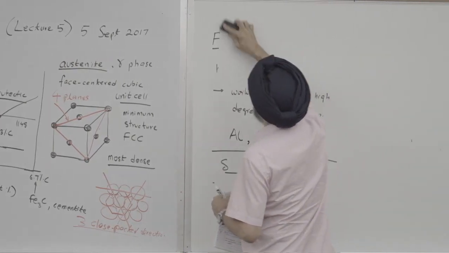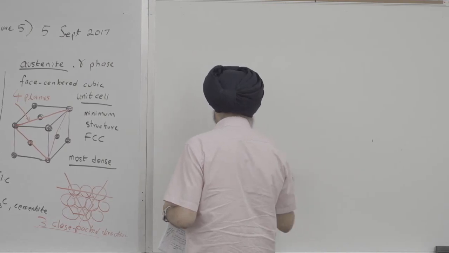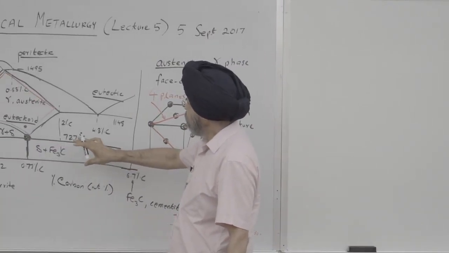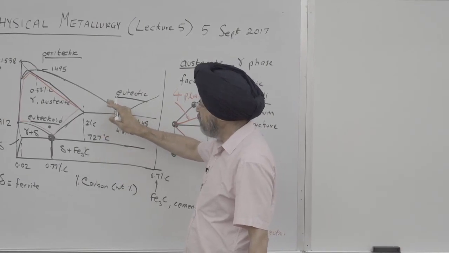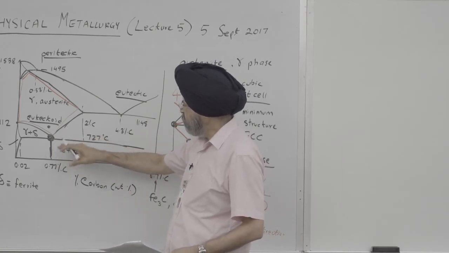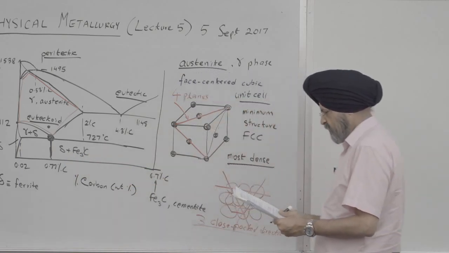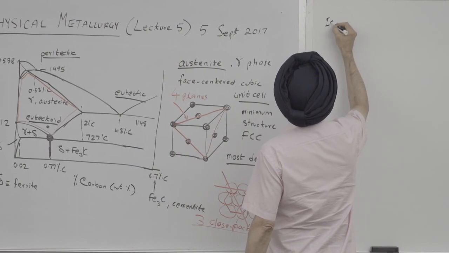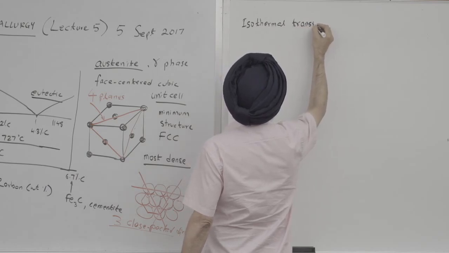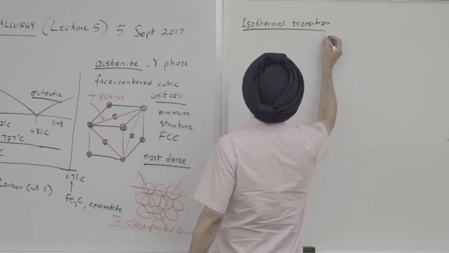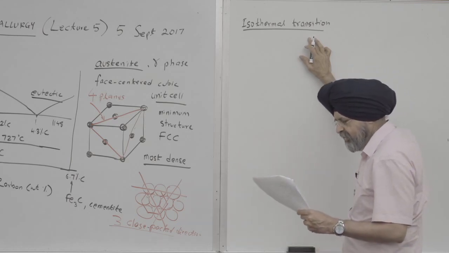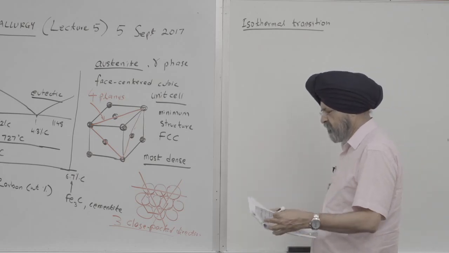So we get a structure based on the phase diagram. The phase diagram is for reversible reactions, so this is done with very, very slow cooling. Since we're studying the phase diagram and the structures that result, we want to do isothermal transformation. Once we understand isothermal transformation, we can take this information and understand what happens during normalizing, during annealing. So what do I mean by isothermal transformation?